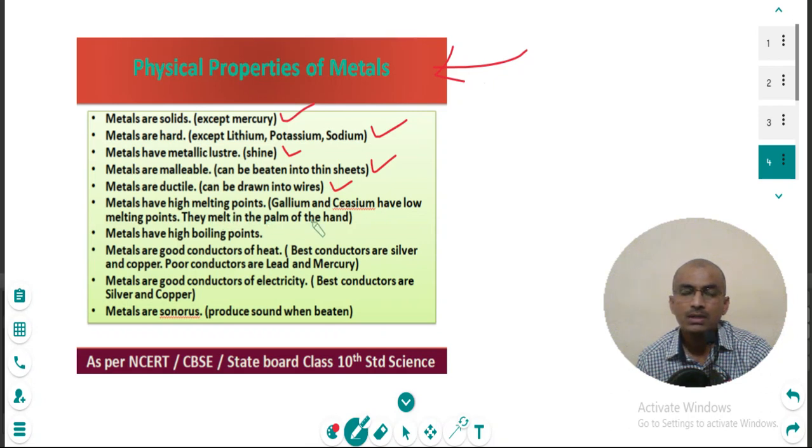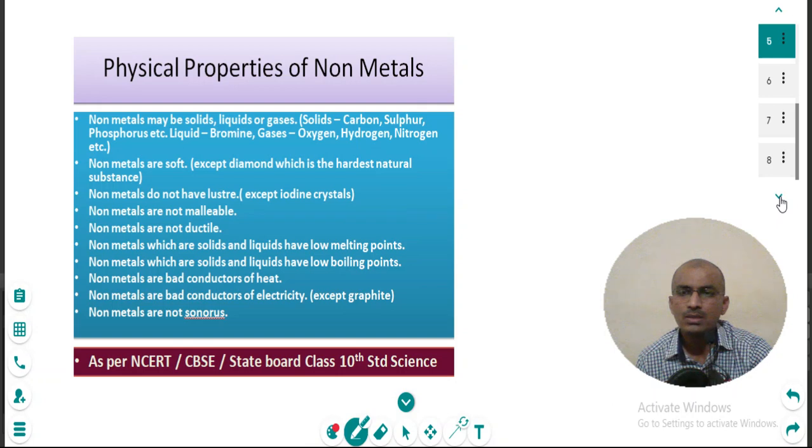These are again part of the exceptions. Metals have high melting points, so they melt at a high temperature. Metals are good conductors of heat and electricity. And metals are sonorous. Sonorous means they produce sound when beaten. These are some of the physical properties of metals.